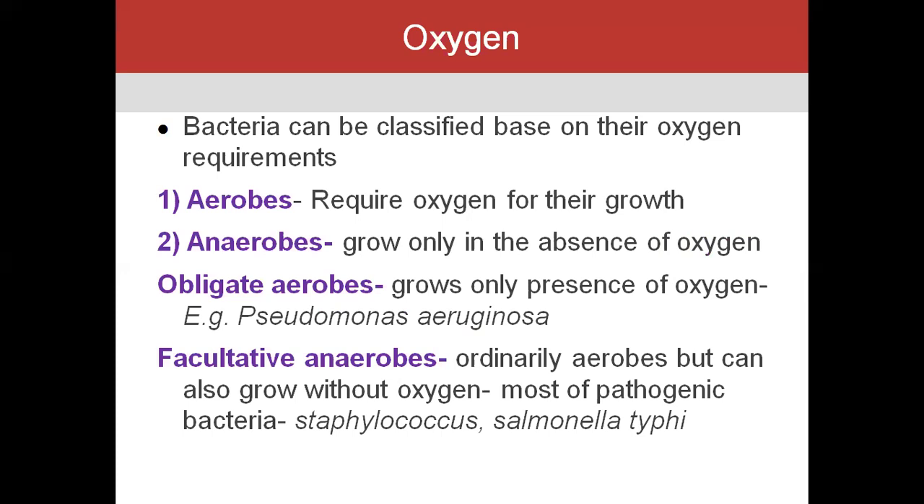Next, facultative anaerobes. What is meant by facultative anaerobes? Ordinarily, they are aerobes, but without oxygen also, they can be grown. Most of the pathogenic bacteria like Staphylococcus and Salmonella typhi are facultative anaerobes.